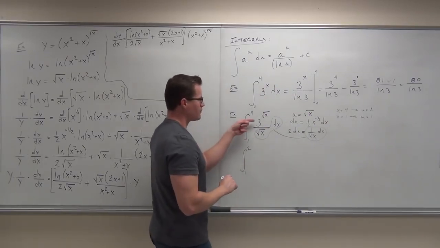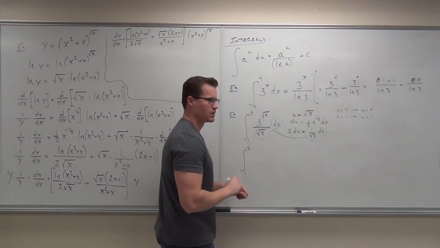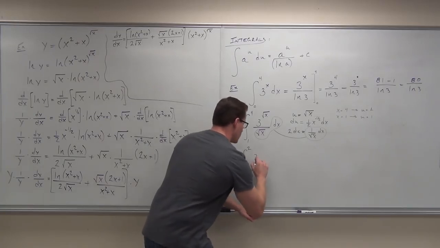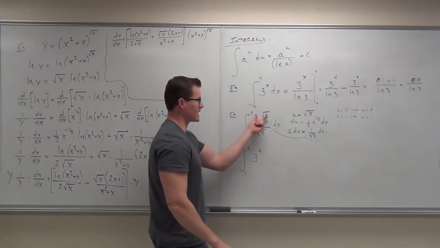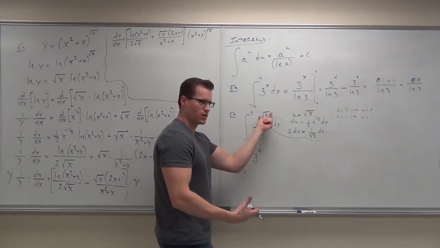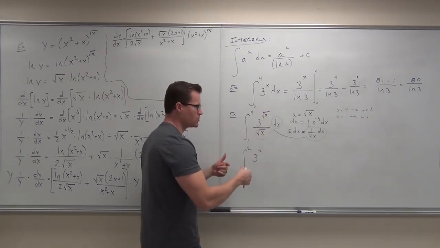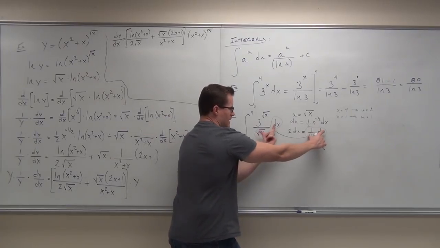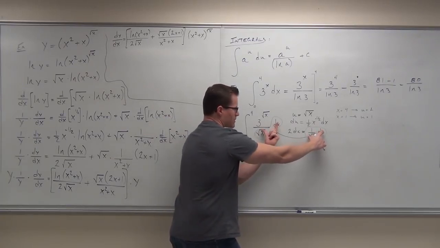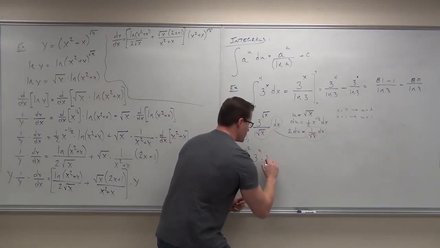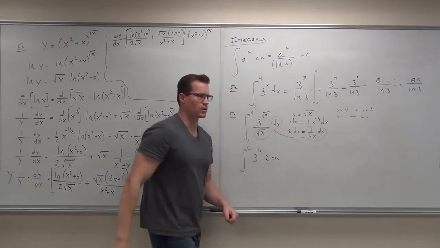Am I still going to have 3 to the square root of x? No, I'm going to have 3 to the u. That's right, because that's our u. You put the 2 out. You guys okay with this one? Yeah. Now, check this out. This is the other way to do a substitution. This piece is this piece. So instead of all this, I just have to write 2 du, and that's the correct integral right there.